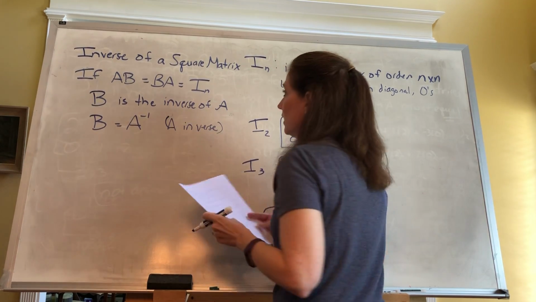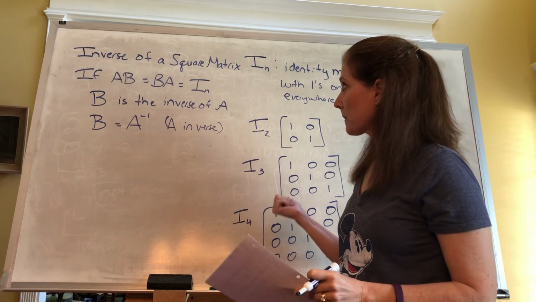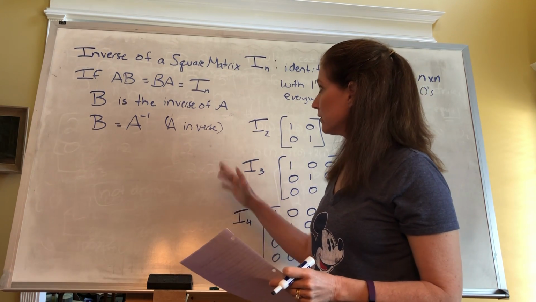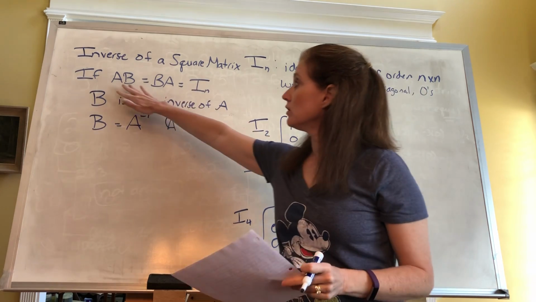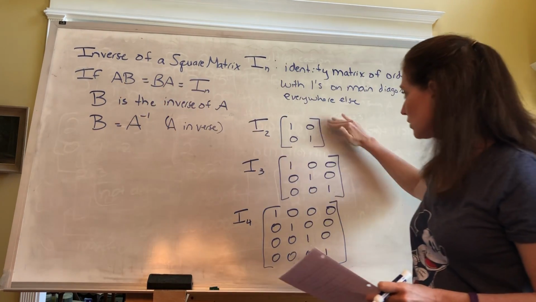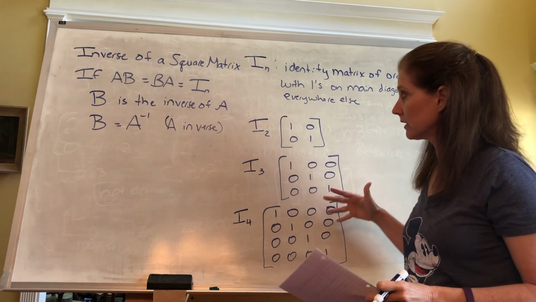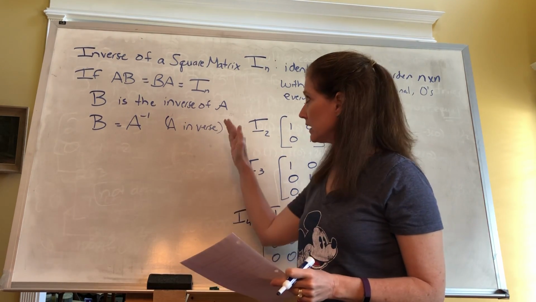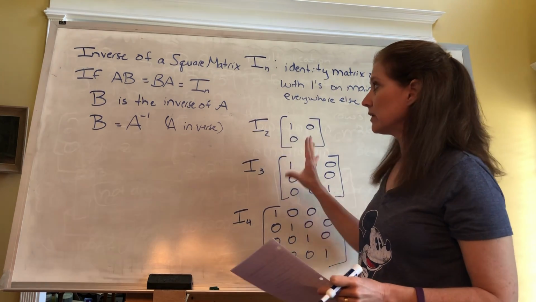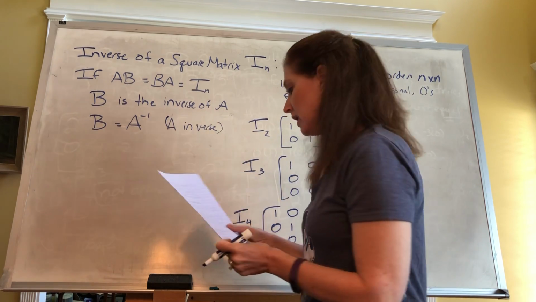Not every square matrix has an inverse. But if they do, then, like I said, you do the multiplication of the two, and it'll come out to be one of these identity matrices, or one of a greater order. Or we can look at it in reverse: if it comes out to this, then we know that B is the inverse of A.